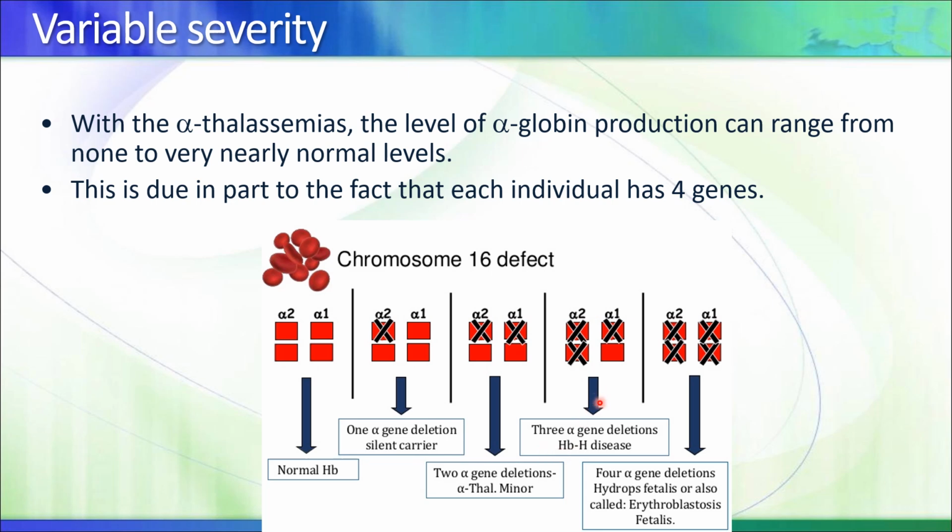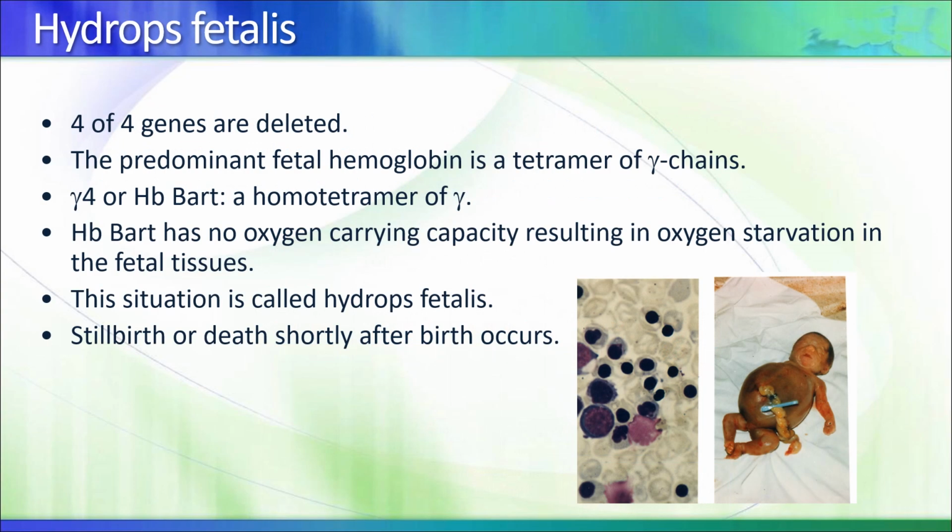That's because individuals would have a high quantity of HbH hemoglobin, and it becomes very severe if all 4 alpha genes are deleted. So if all 4 of them are deleted, then this is known as Hydrops fetalis. In this case, you would have a high quantity of a homotetramer of gamma chains. Okay, so such hemoglobin is known as HB-Bart. Now HB-Bart has no oxygen carrying capacity, resulting in a fetus that is basically dead. So basically you would have stillbirth or death shortly after birth.